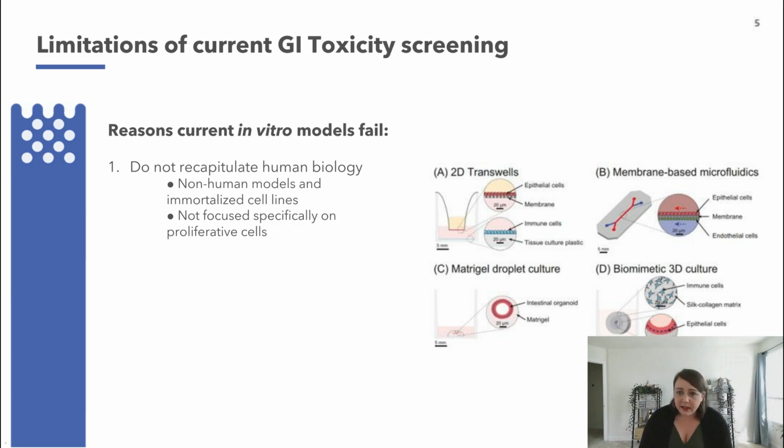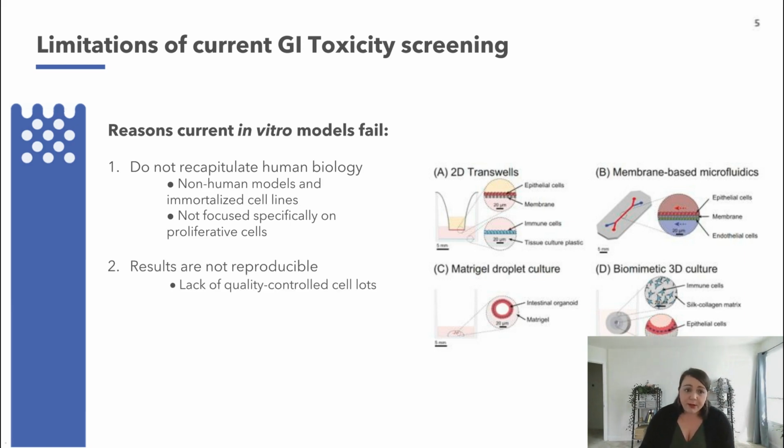And so with all of these different models available, we started to think about why our current in vitro models are failing. Why are we not able to predict this GI toxicity before we go into the clinic? So some of these models are not recapitulating the human biology. Some of them use non-human models or immortalized cell lines, and they don't really specifically focus on those important proliferative stem and progenitor cells.